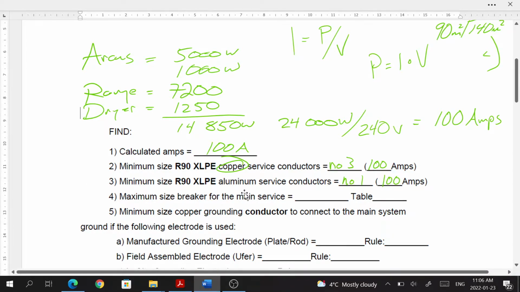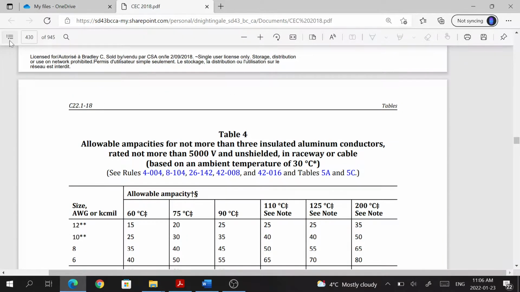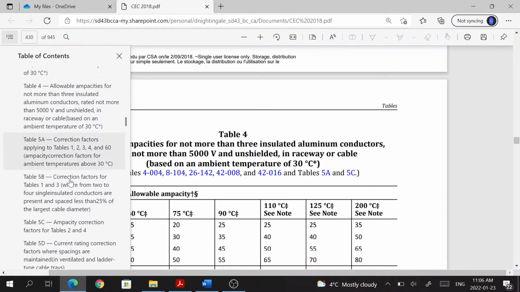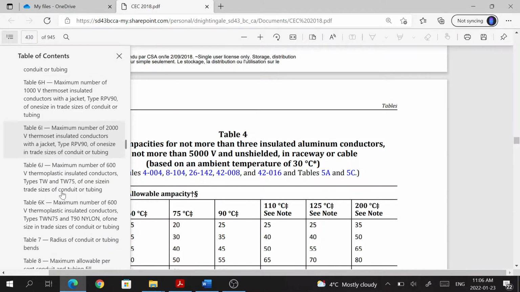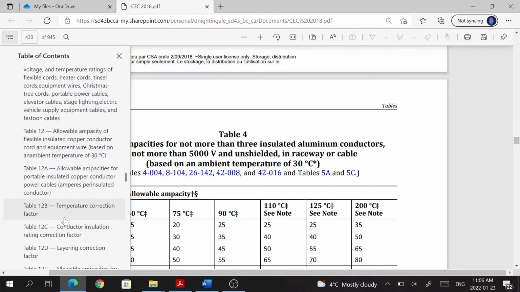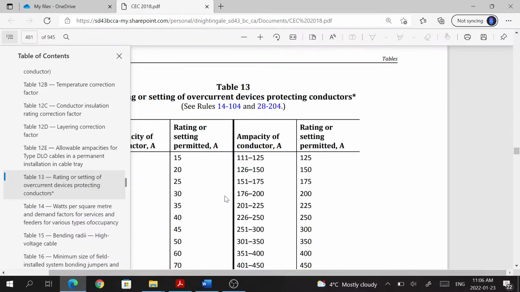Okay, now we've got to figure out what the maximum size breaker for the main service is. So to find out a breaker size, we go to Table 13, rating or setting of overcurrent devices protecting conductors.